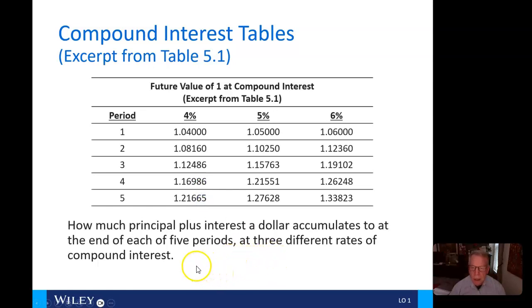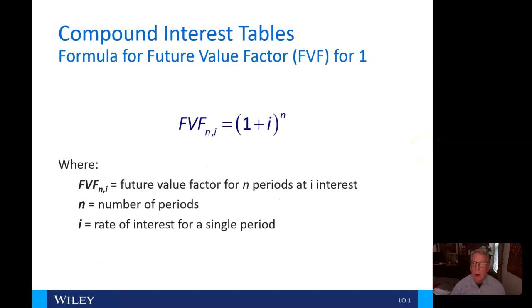So I'm taking 1.04 times 1.04 times 1.04 times 1.04, etc. So if I were to put $1,000 into an account at 4% for 5 years, at the end of that 5 years, I'm going to get $1,216.65. I will have earned $216.65 in compound interest at that time. And so the table will show you those rates for several percentages.